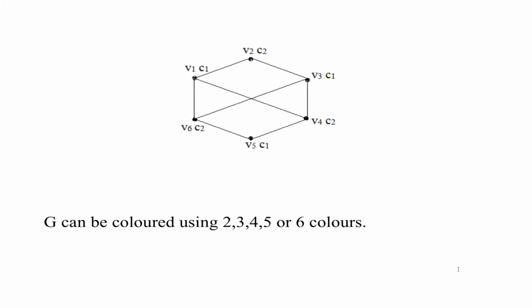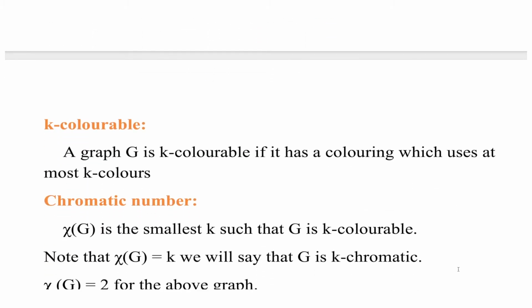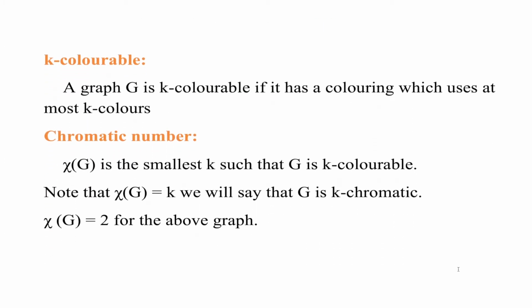Now, let us see the definition of K colorable. A graph G is K colorable if it has a coloring which uses at most K colors. Let us see the definition of chromatic number. The chromatic number of a graph G is denoted by chi of G, and that is the smallest k such that G is K colorable. Note that if chi of G is equal to K, then we will say that G is K chromatic.